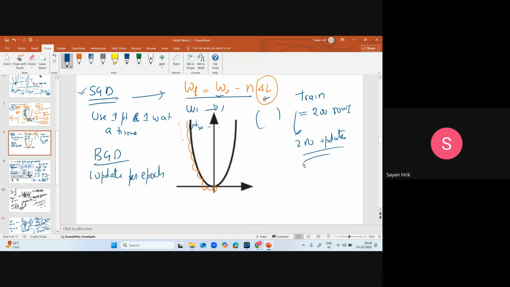Can you tell me one more thing? Do you think that the accuracy of the updates will be impacted by SGD? Some problem can come in the accuracy? Convergence will be erratic, not smooth.